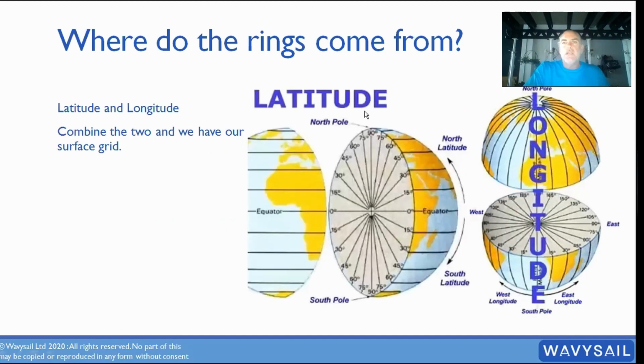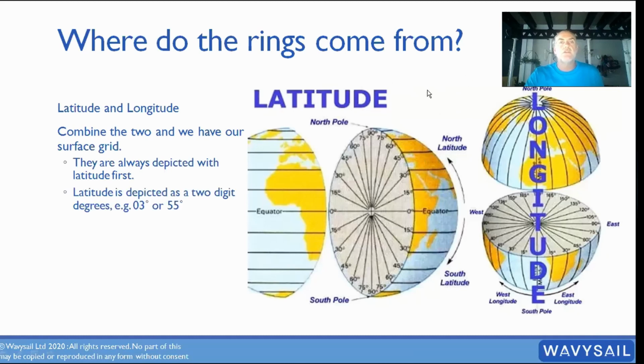So if we look at latitude and longitude as a whole, we combine the two together, we've got two grids, one horizontal, one vertical. At this point, I'd like to point something out. Note the horizontal lines are even, whereas the vertical lines, your longitudinal lines, converge as we get closer and closer and closer to the pole. So they're not even.